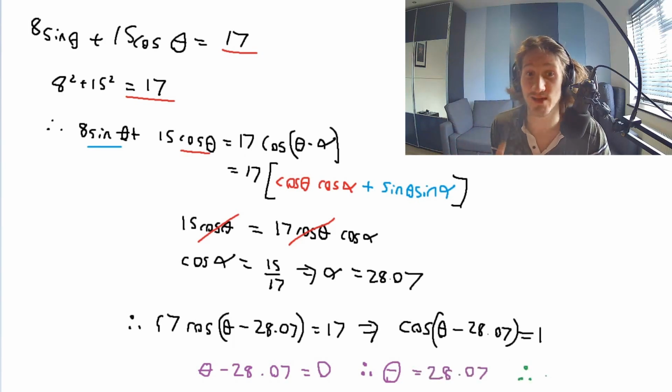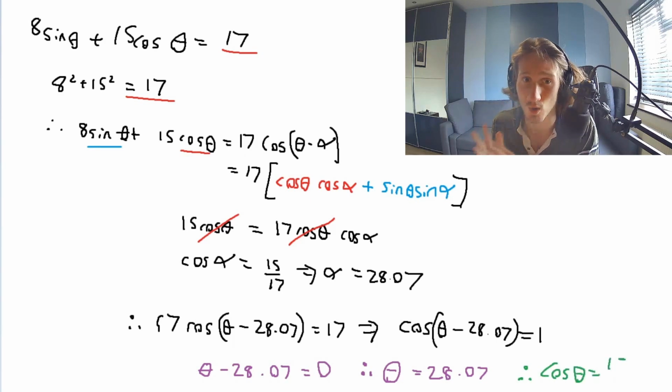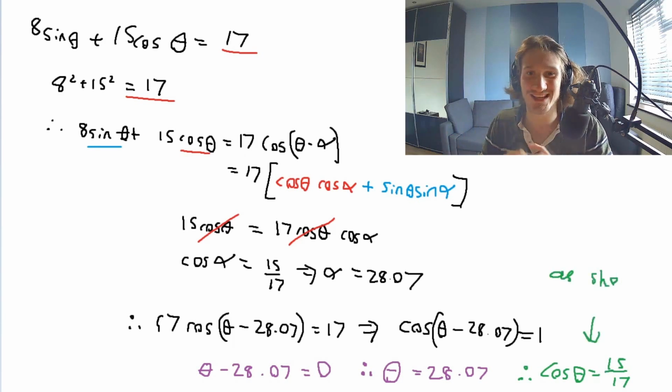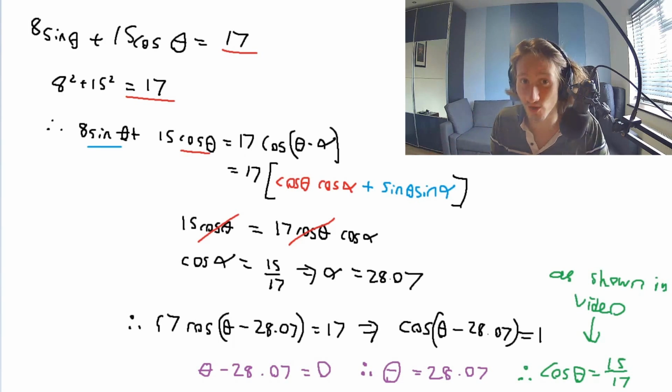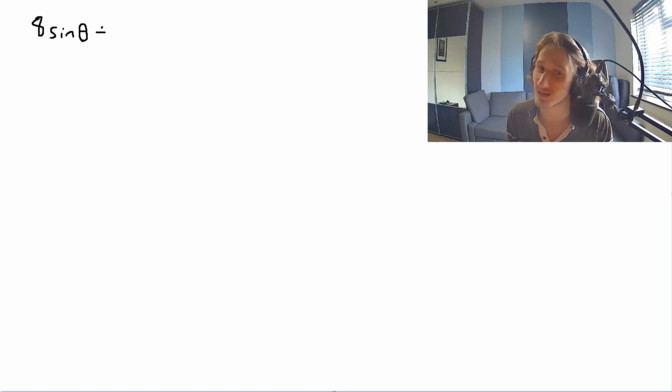Because it's equal to 17, the 17s will cancel out and the cos will just equal 1. And if cos is equal to 1, the angle in the bracket is equal to 0. Therefore, theta is equal to alpha and the trick works. However, what if the equation equals 16?